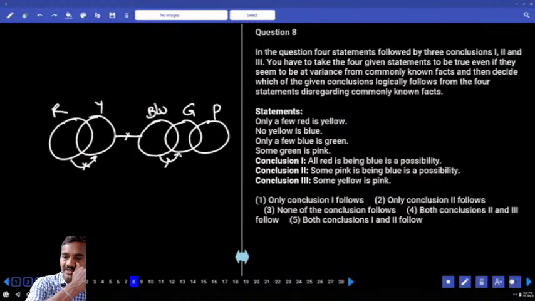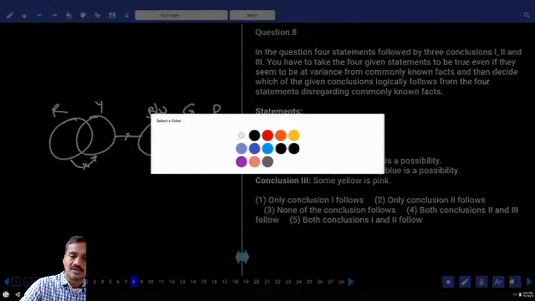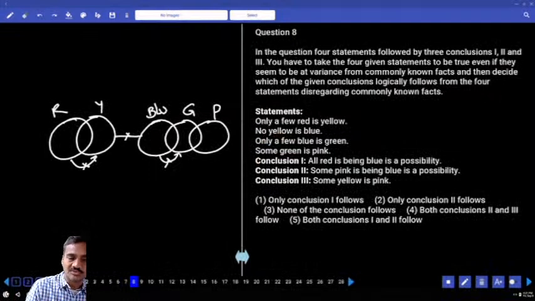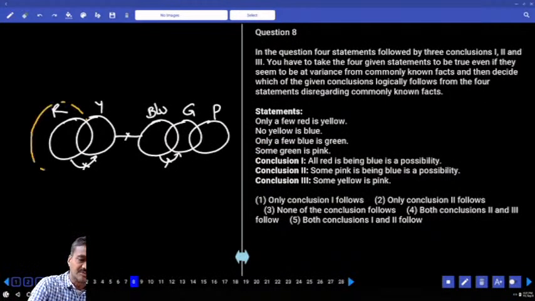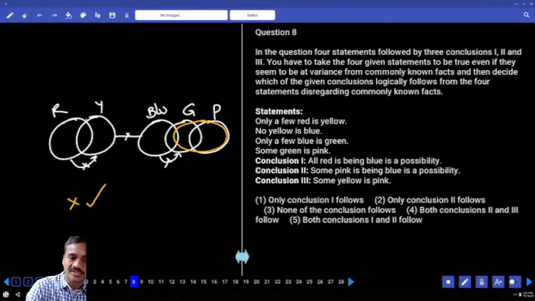Then the first one, all red or blue is a possibility. That means this entire red must be part of this blue. If I write blue like this, then no yellow is blue will become false. Hence it is not possible. Then coming to the next one, some pink or blue is a possibility. Pink and blue must intersect here. Is it possible to bring it like this? Yes. And some yellow is pink, yellow is here, pink is here, that is false. So only 2 follows, choice 2, question number 8.